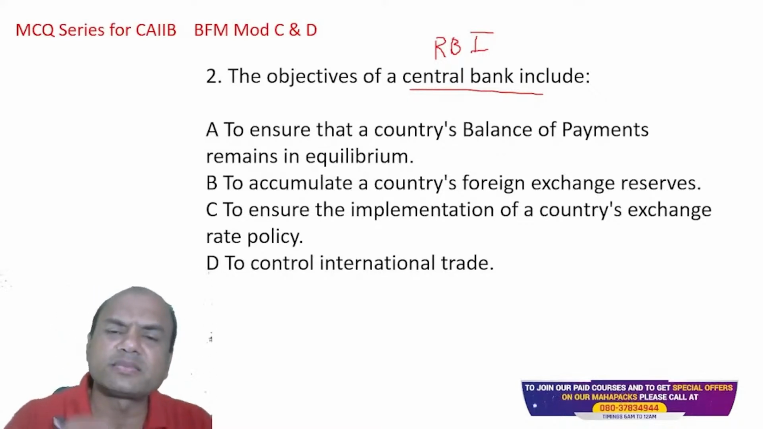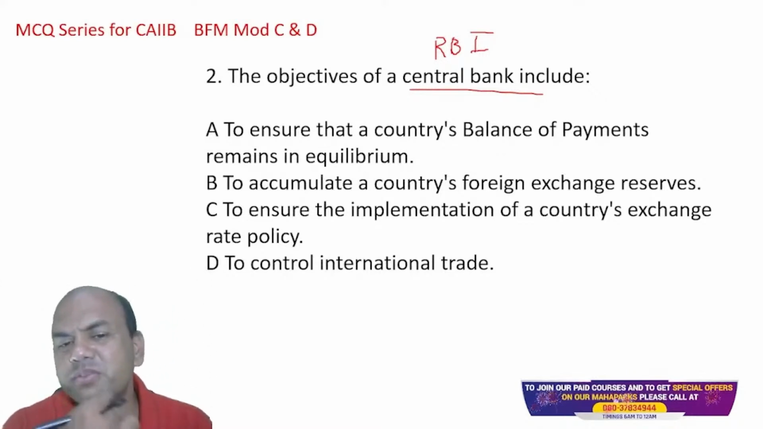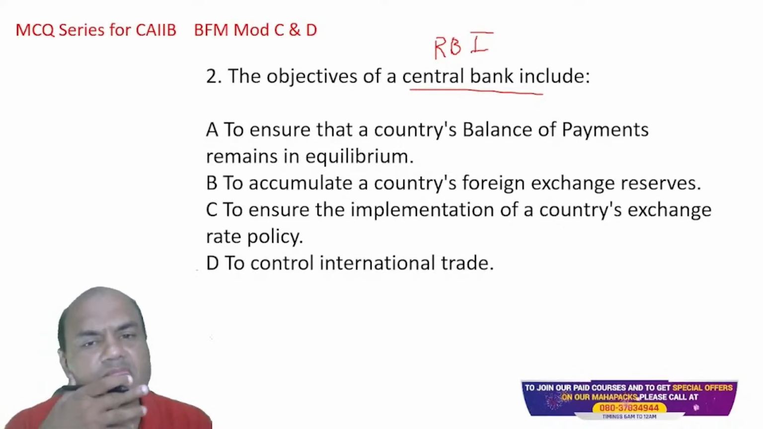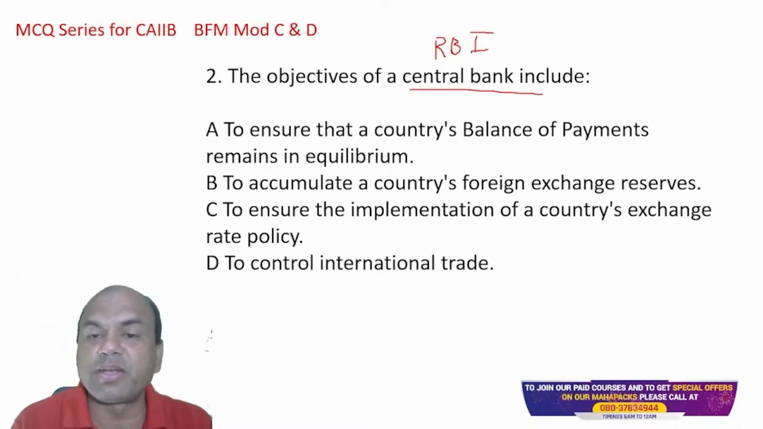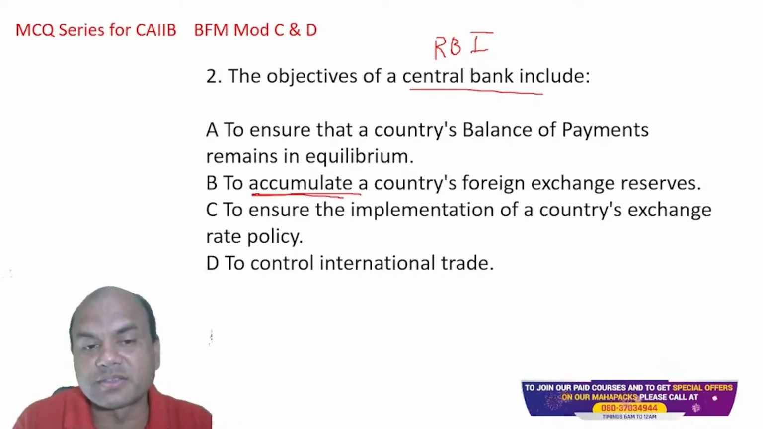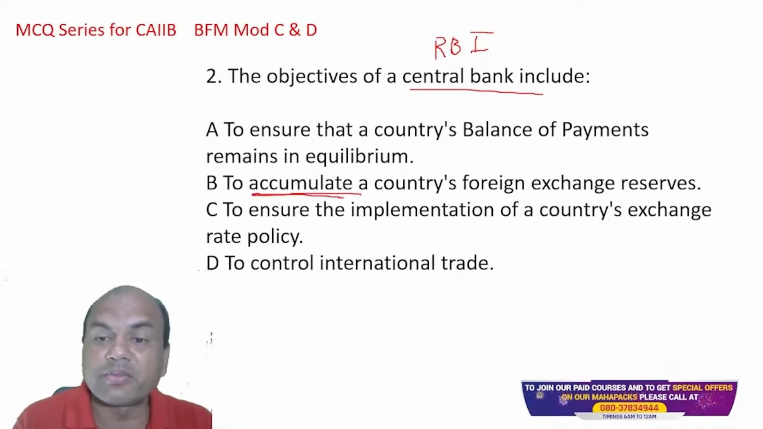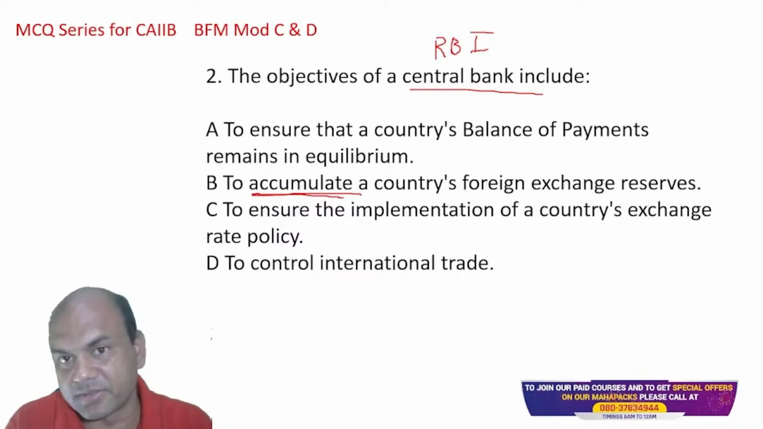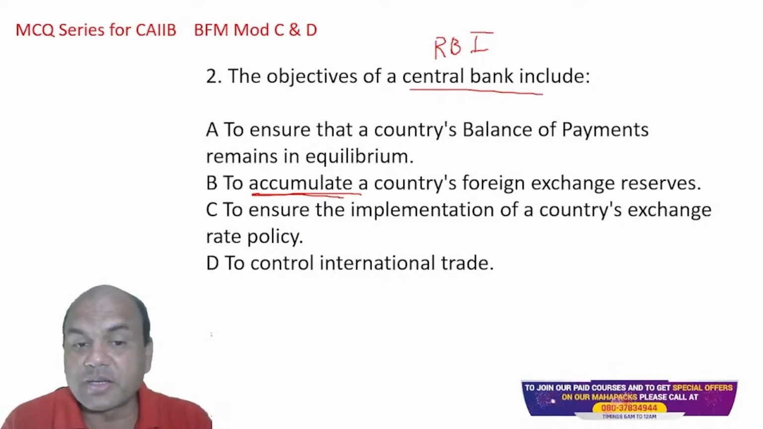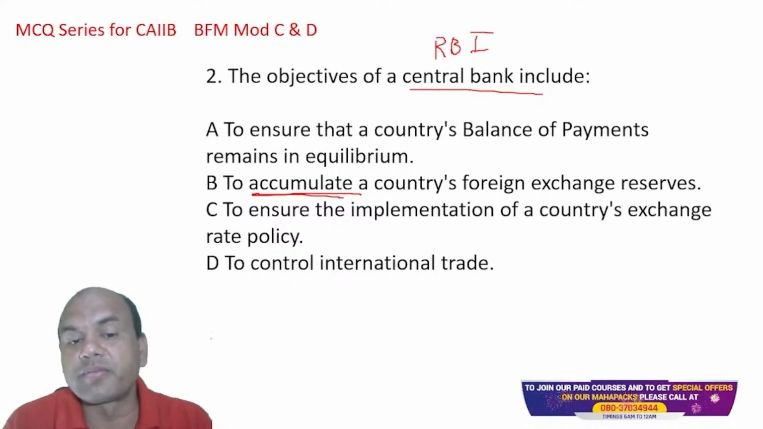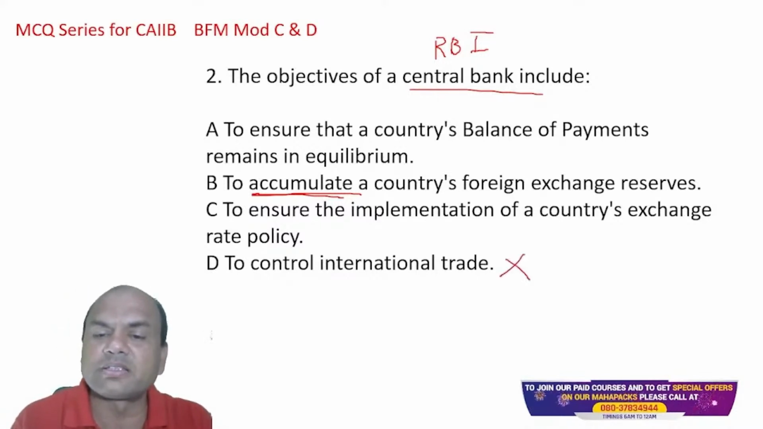What should be the answer? RBI's main role is what? Ensure country's balance of payment is in equilibrium. Accumulate foreign exchange reserves. Accumulate means go on accumulating the dollars. To ensure implementation of country's exchange rate policy, and to control international trade. See here, nobody can control international trade. That's out. Accumulate is out.